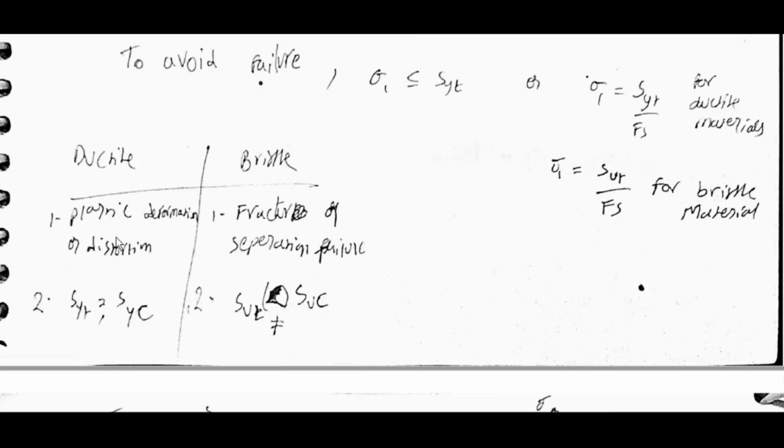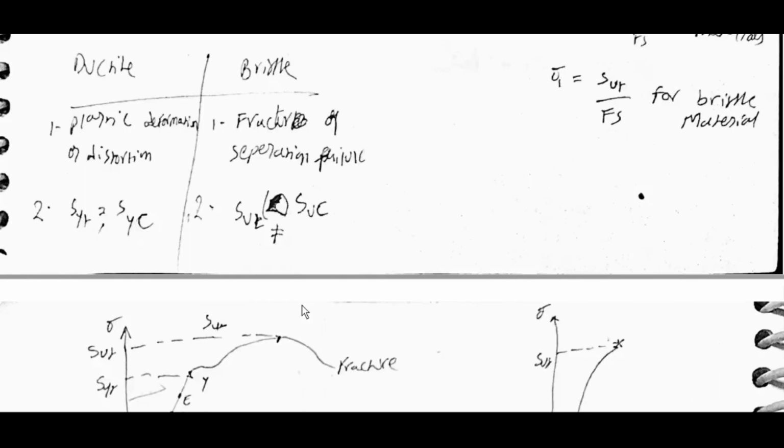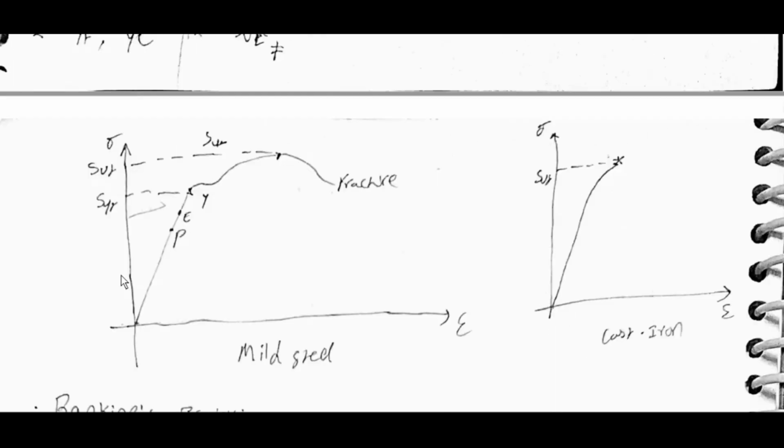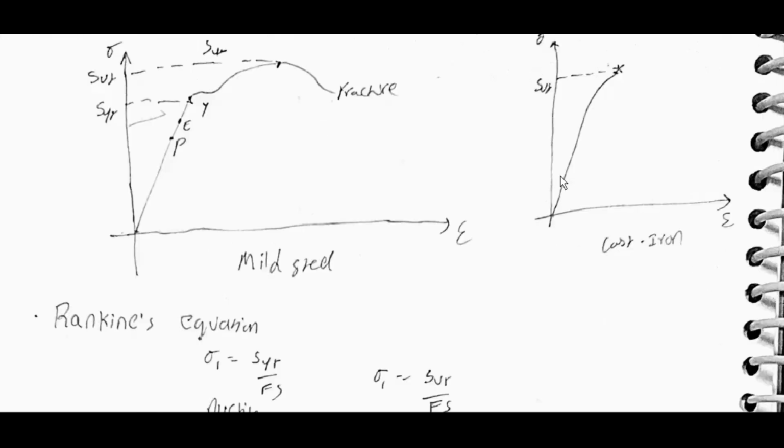Ductile: plastic deformation or distortion, SYT is equal to SYC. Brittle: fracture or separation failure, SUT not equal to SUC, SUT less than SUC. For mild steel, the diagram will be like this: elastic region, yield point, plastic region, ultimate SUT, SYT. For cast iron, which is brittle, SUT will be here.